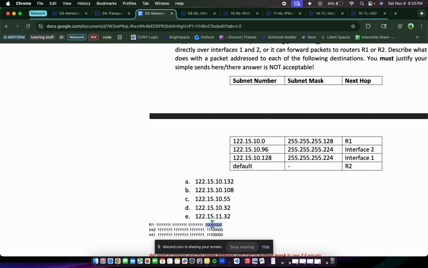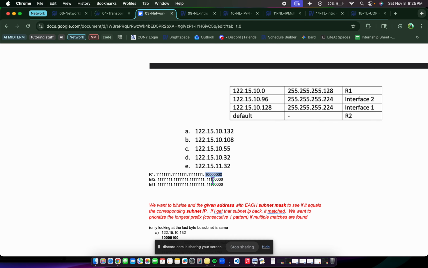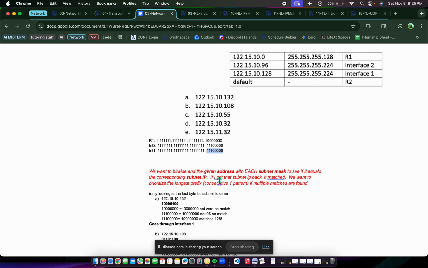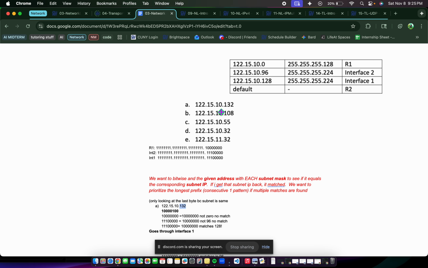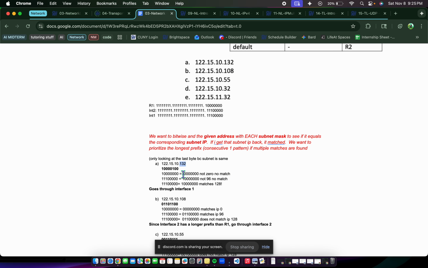R1 is going to just give me back this. Interface 2 is going to give me this, and interface 1 is going to give me this, right? So just to make things easier for myself, each of these 3 comes from here. I then take the last byte of the address that's given to me in part A. So that's 132. Converted to binary is this. Now I could go through each of these subnet masks, bitwise AND them, and see what I get back.